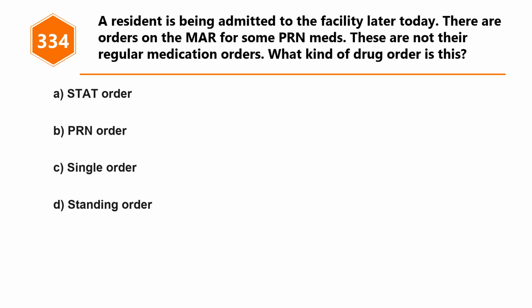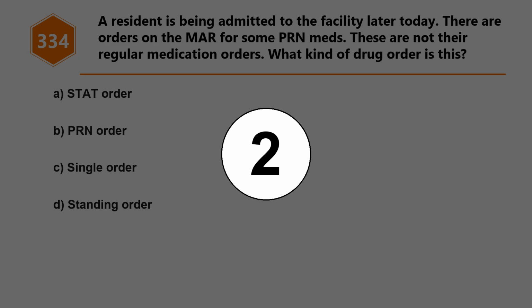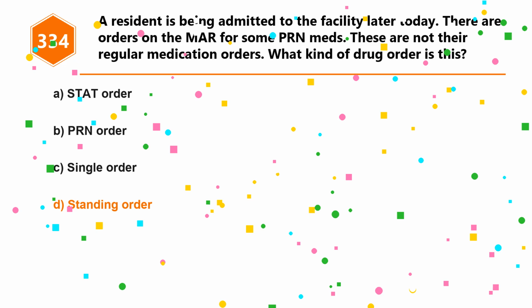Question 334. A resident is being admitted to the facility later today. There are orders on the MAR for some PRN meds. These are not their regular medication orders. What kind of drug order is this? Option A, stat order. Option B, PRN order. Option C, single order. Option D, standing order. The correct answer is option D, standing order.